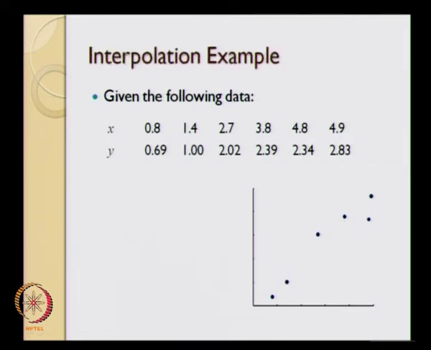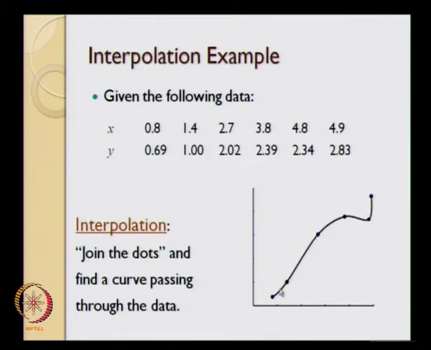On the other hand, in interpolation we will get a curve that passes through all the data points that we have. So if we want to find the value at this particular location, we just read it off from the curve, substituting x equal to 2 in the equation of the curve, and we will get the interpolated value of y at x equal to 2.